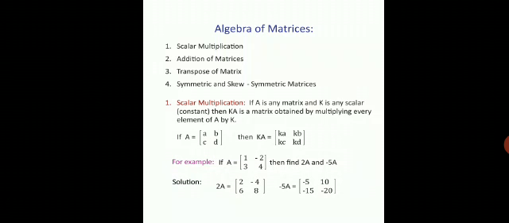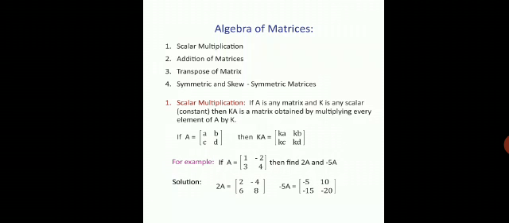For example, if A is given, that is equal to 1, minus 2, 3 and 4, then find 2 into A and minus 5 into A. That is, matrix A has to be multiplied once by the scalar term 2 and another time with minus 5. So, matrix A is multiplied by the scalar term 2. We get 2 1s are 2, 2 into minus 2, minus 4, 2 3s are 6, 2 4s are 8.